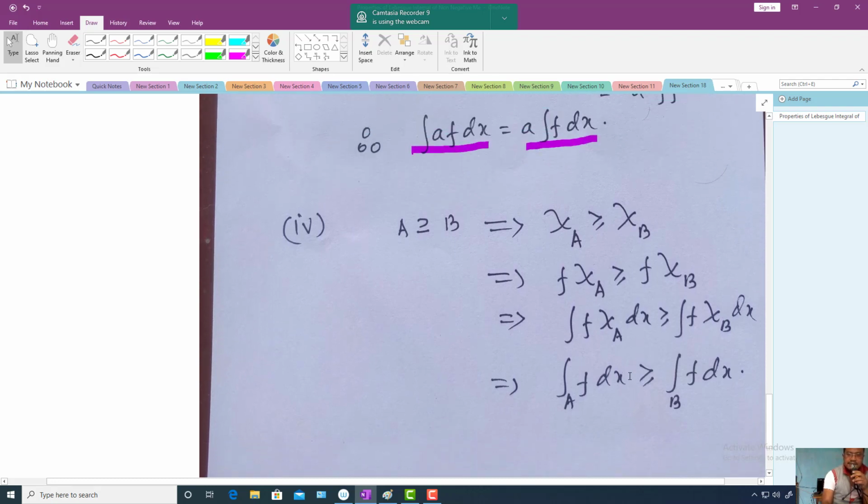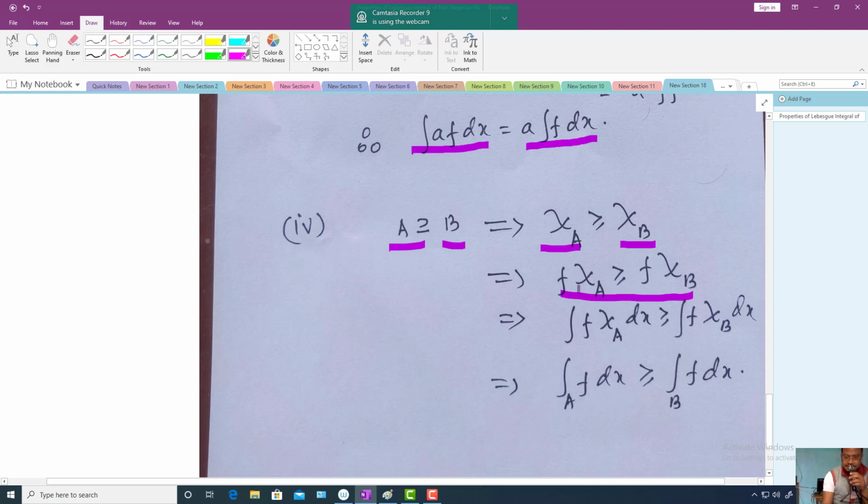Number 4, let us see. If A is a superset of B, then the characteristic function of A will be greater than or equal to the characteristic function of B. This is obvious. That means if you multiply by the non-negative function f, this inequality is maintained.